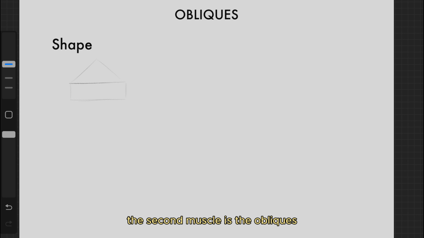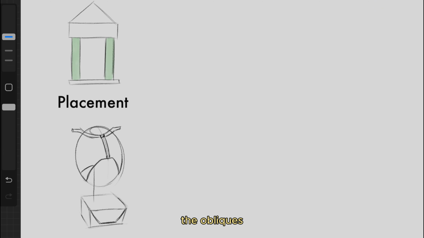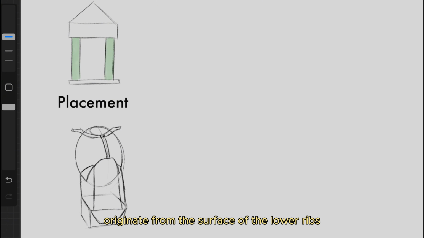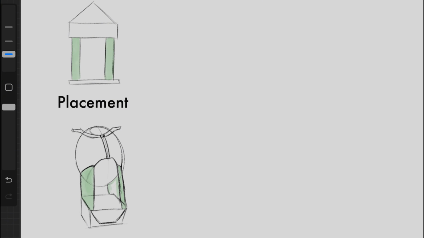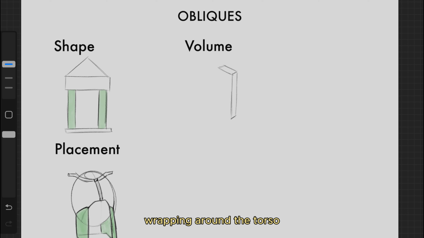The second muscle is the obliques. It has the shape of 2 rectangles, like columns supporting the rib cage and pelvis. The obliques originate from the surface of the lower ribs and insert into the pelvis. It also has a volume that resembles a flattened box wrapping around the torso.